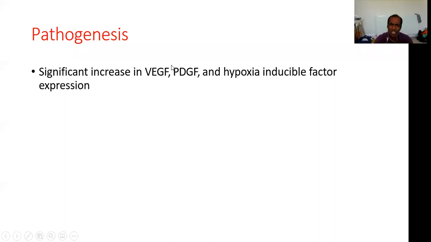Now, the reasons for clubbing are different, and there are many theories about this. There are theories that certain growth factors like vascular endothelial growth factor and platelet-derived growth factor, as well as something called hypoxia-inducible factor, or HIF, which is a factor which is secreted in hypoxia, may be involved. And for your information, this was awarded the Nobel Prize last year in medicine.